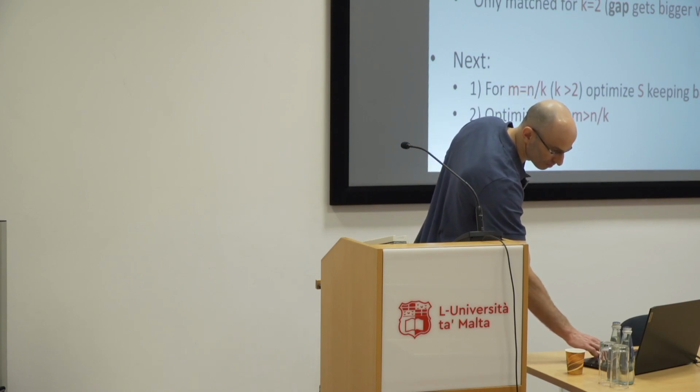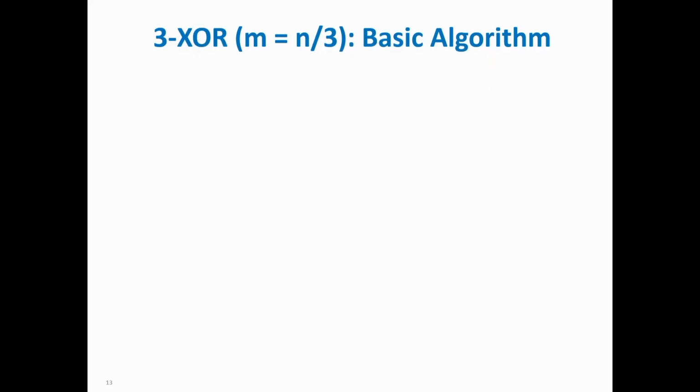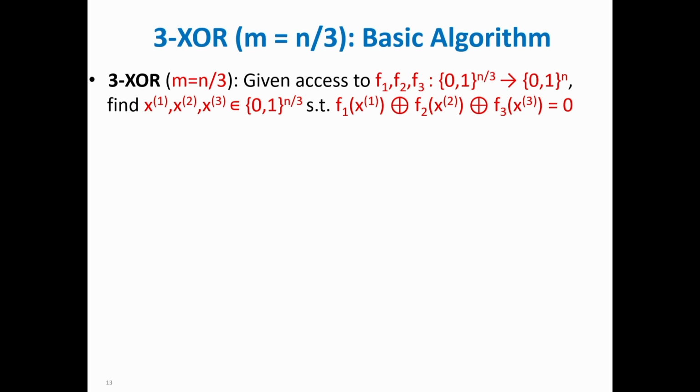Okay. So we talked about k over 2. Now let's talk about k over 3. What can we do with k over 3? Let's again see a variant of the basic algorithm. Let's specialize this for k over 3. So first, let's talk about the 3XOR, specifically specialized on k over 3.